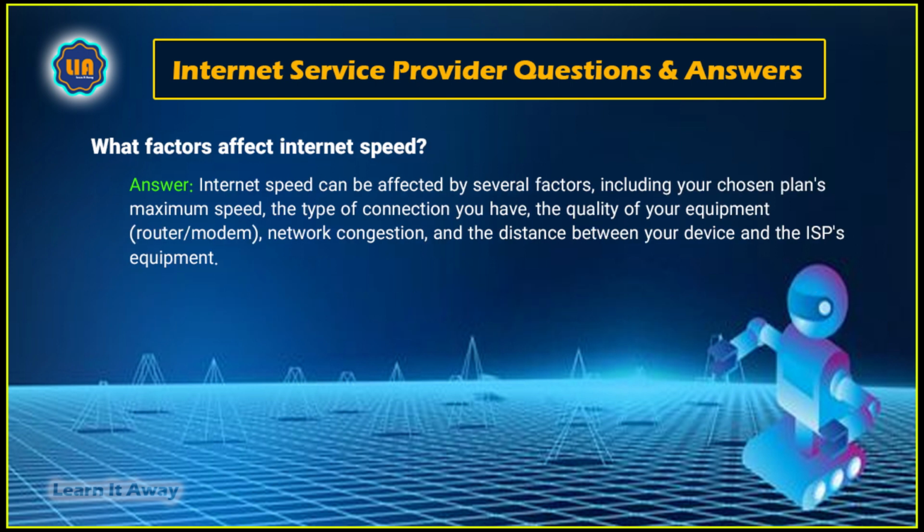What factors affect Internet speed? Answer. Internet speed can be affected by several factors, including your chosen plan's maximum speed, the type of connection you have, the quality of your equipment, router, modem, network congestion, and the distance between your device and the ISP's equipment.